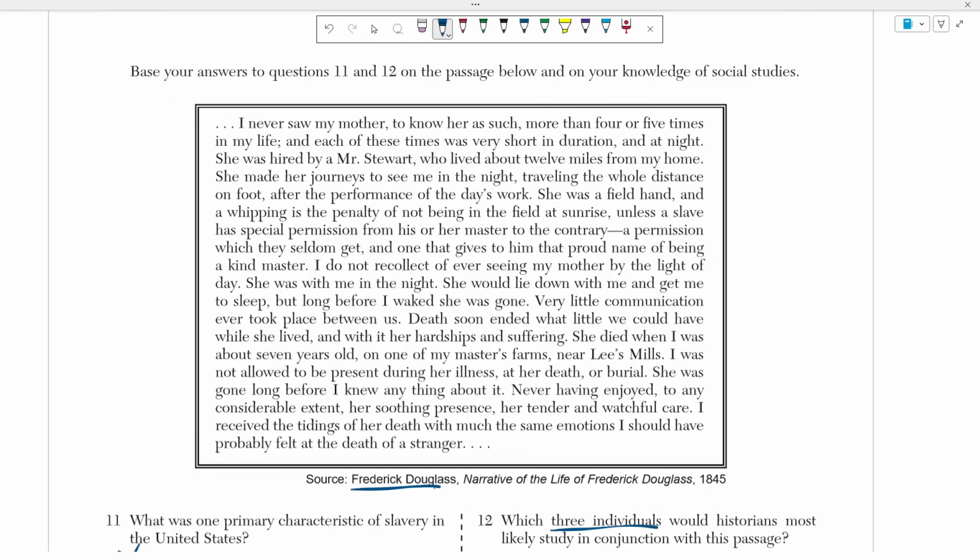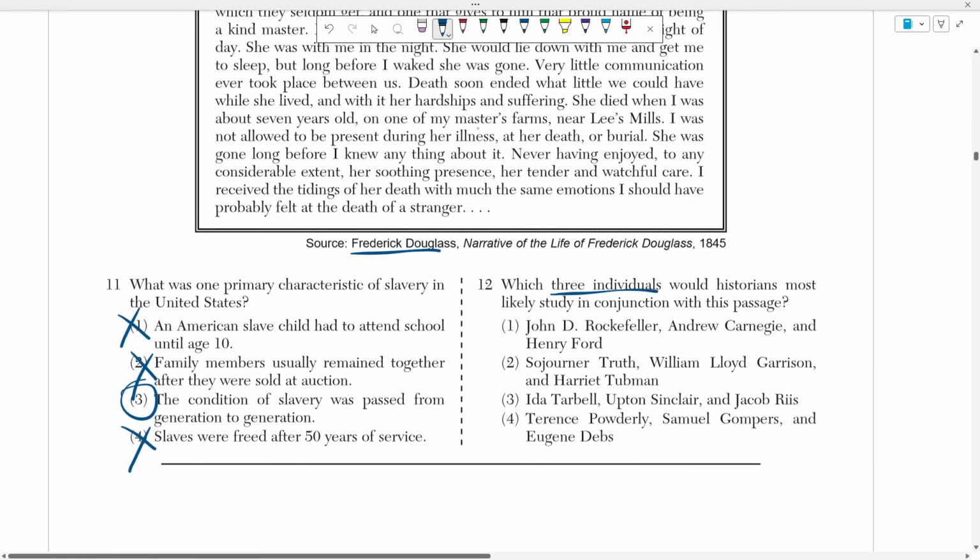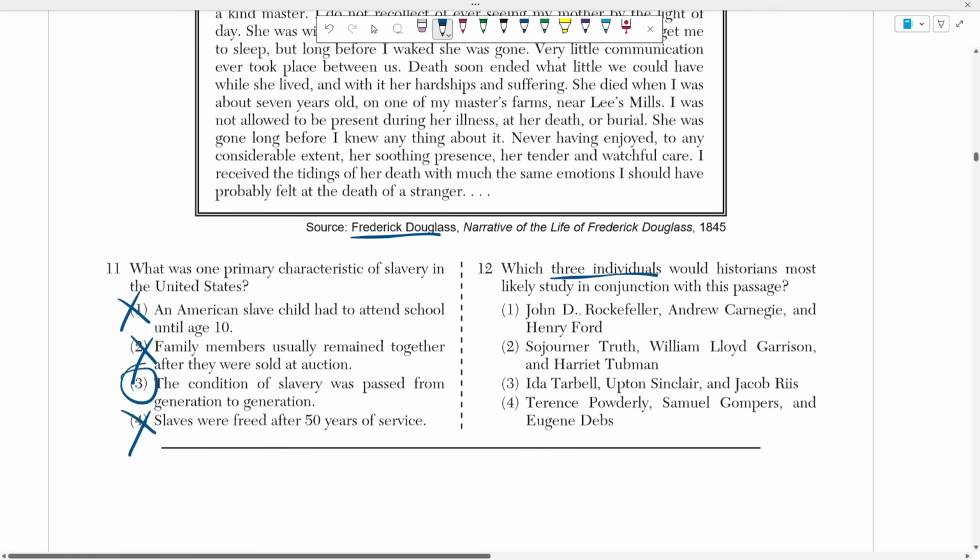He was an abolitionist. Those were people who wanted to abolish slavery or make it unlawful. So here, that's what he's saying, right? Slavery doesn't make any sense in America. It's really cruel. It's horrible. So which individuals would agree with this statement? That would be choice 2. Sojourner Truth, William Lloyd Garrison, and Harriet Tubman were all figures in abolition. These were all people who supported the fight against slavery.